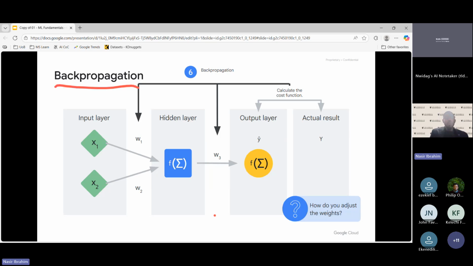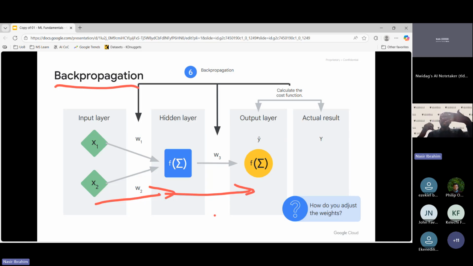So what we did earlier, going from the input layer, determining the values of the neurons in the hidden layer, and then getting the output, that is called forward propagation.